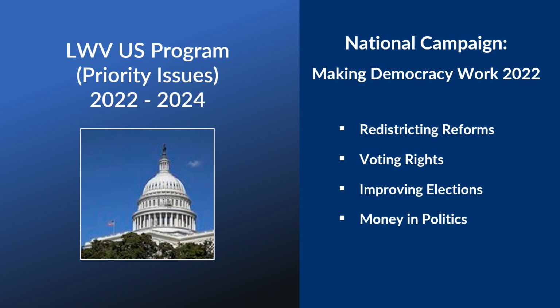Local leagues are encouraged to use national positions to act in their own communities and to contact their national legislators on identified national issues, following League of Women Voters of the U.S. guidance. The conversations that league leaders and members have with their representatives or senators can make the difference in how they vote. Most local leagues include elements of the National League priorities shown here, making democracy work, as part of their selected program.